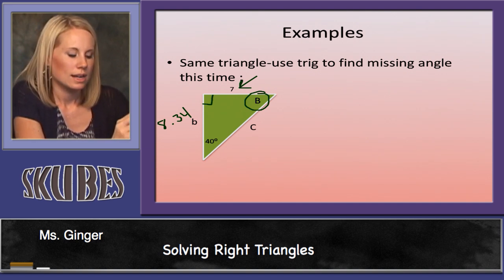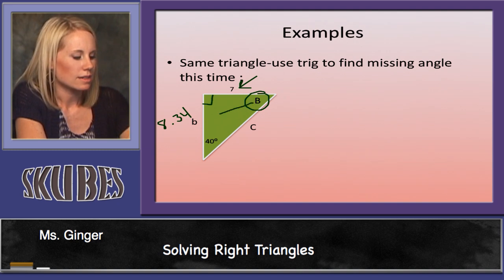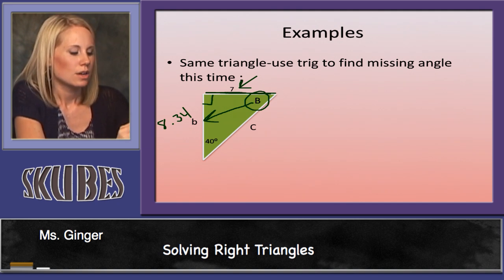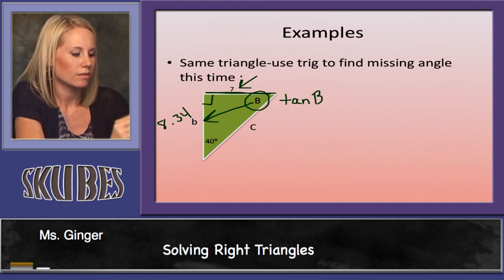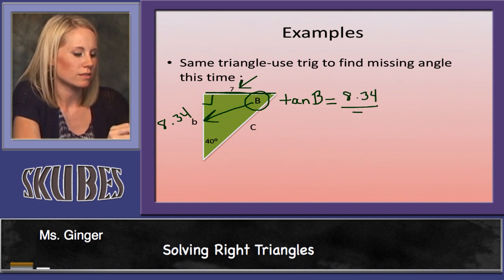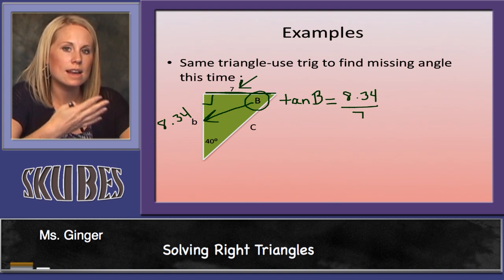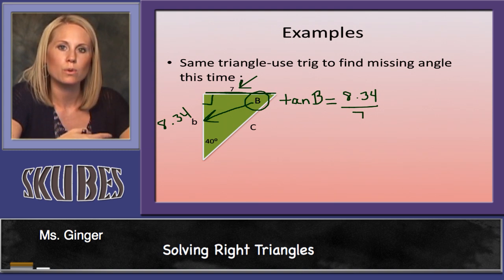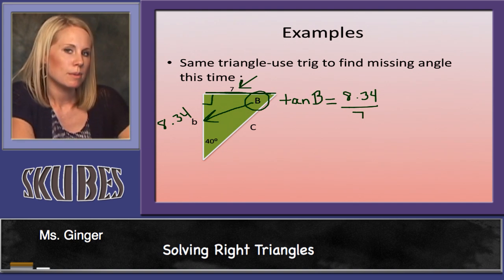Alright, so think about it. I've got the opposite side to b, and I've got the adjacent. Opposite, adjacent. So that is tan, again. So I know that the tan of b is going to be equal to opposite over adjacent. If you'll just think it out, say it out as you're writing out your setup, you will come out with an equation that you can solve. So I just need to get b by itself here.